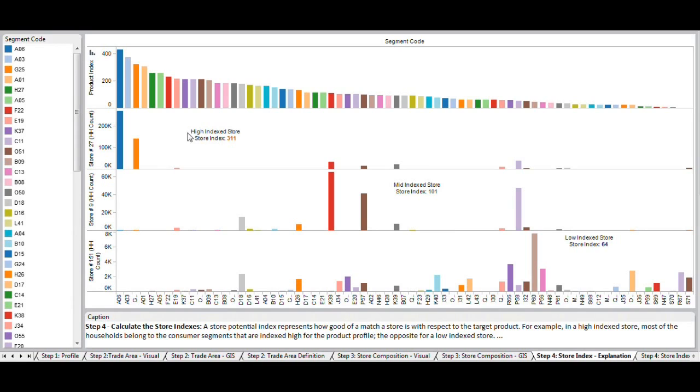So the store index is going to be pretty high in this case. It's going to be 311. The second store, most of the segments are here towards the middle of the profile, so it's going to be an average store. The index is 101. While for this store here, 151, most of the customers are here in segments that are very low on the index of the product. So the store index is going to be low for that specific store. It's going to be 64 in this case. So this is a pretty good way visually to see how the indexes work and see the right fit between the store and the profile of the product.